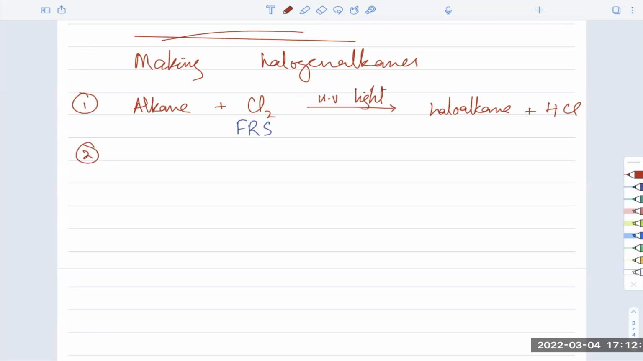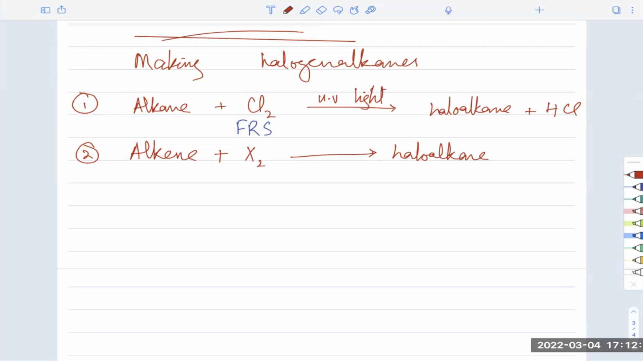The second method, again, that is something that we've seen, is you start with an alkene and you add any halogen in there. It doesn't have to be chlorine, it could be anything else. And what that does is it adds the halogen to the alkene. So this is addition, and this creates haloalkane. Why is this not creating haloalkene? Because this is not substitution. You are technically just adding.